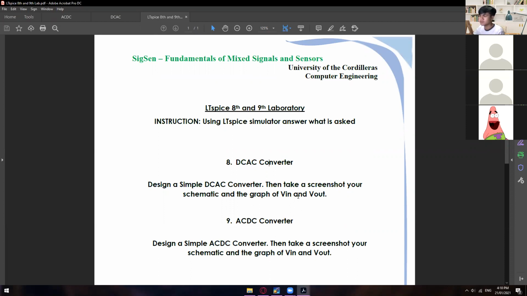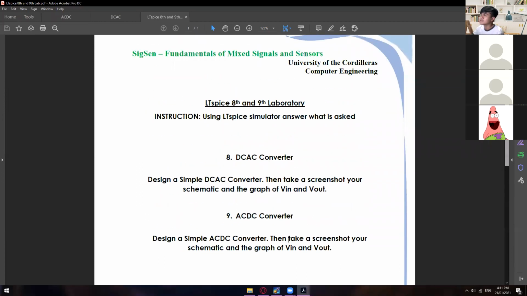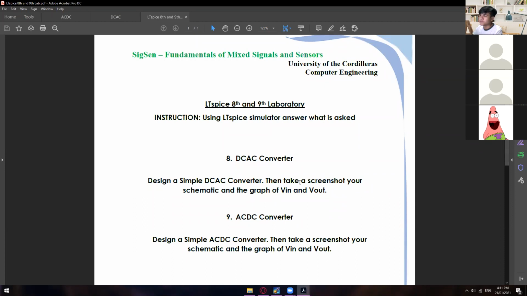Same instructions: just take a screenshot of the schematic and the graph of the voltage input and the voltage output, so that we can compare and see that this DC input really became an AC output. Same with the other: this AC input really became a DC output. That's it for your lab 8 and lab 9.